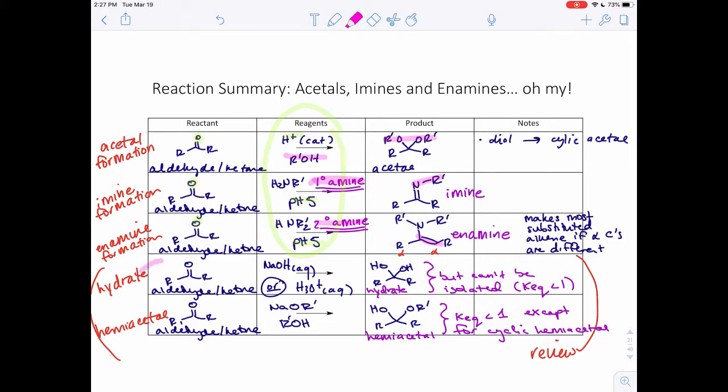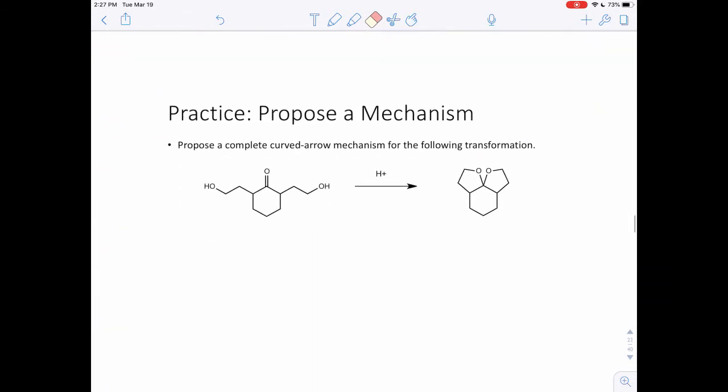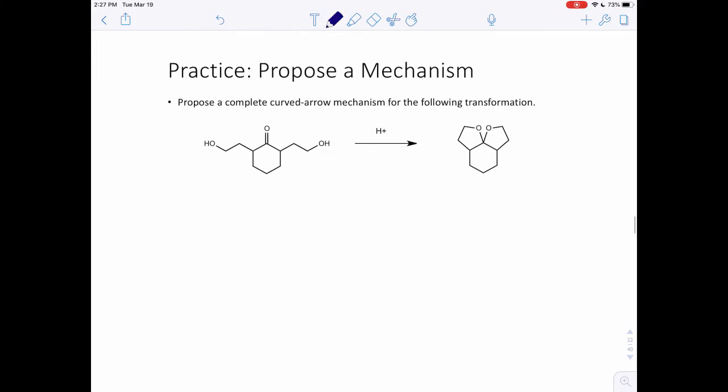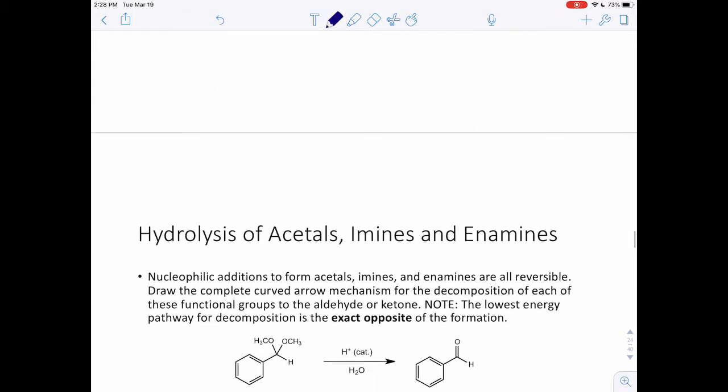And you might also add the review reactions we discussed at the beginning to set the stage. So moving on from here, I mentioned that all of these steps, all these reactions, are reversible. So we're going to go ahead and look at the hydrolysis reaction, the reverse of all of these formation reactions. Oh, and you guys should try this on your own.